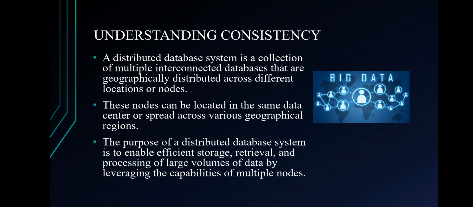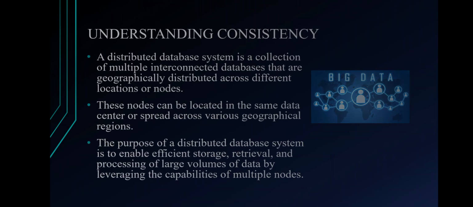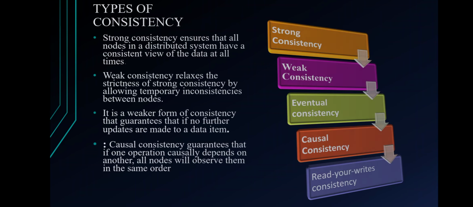The consistency model is where updates propagate gradually and the data becomes the same at all times, leading to eventual consistency. These are the basics we need before understanding consistency, that is, what a distributed database system is. And now we are going to understand consistency and the different types of consistency models. What are the different types of consistency models?